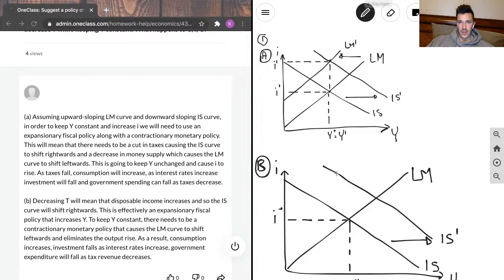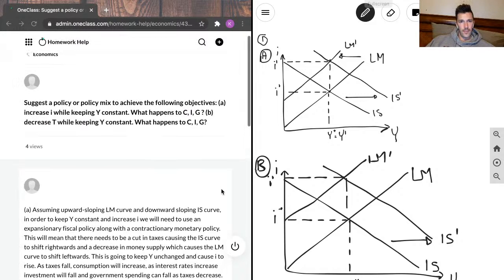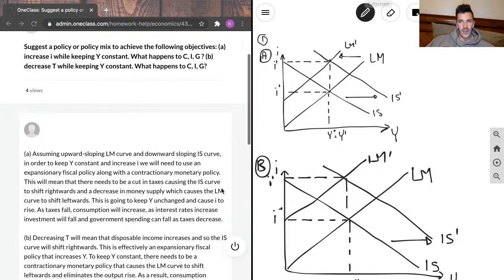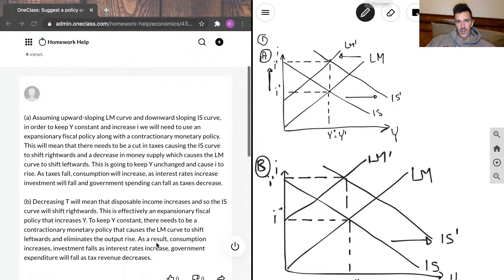Keep Y constant, I understand. So I'm effectively drawing the same graph over here, but the difference was in the way the expansionary fiscal policies were instituted. In the first one, the objective was increasing the interest rate. In this one, decreased taxes was another way to achieve the same outcome.